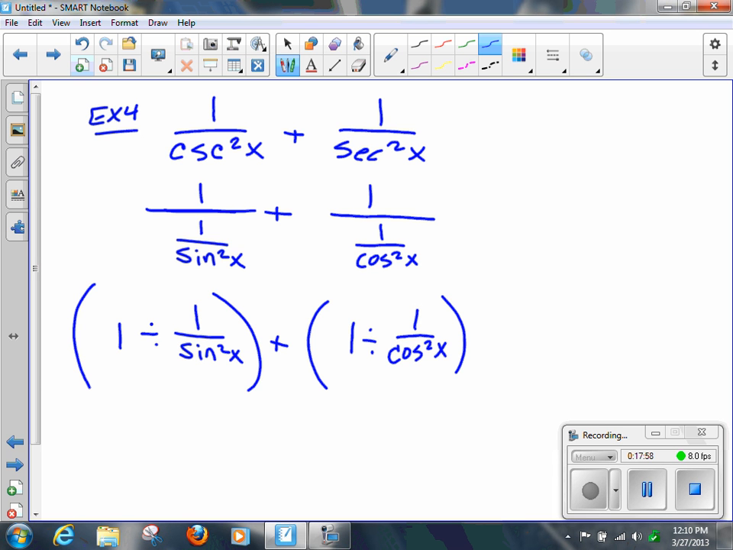Now, at this point, what am I going to do? I'm going to copy, change, flip. I'm going to multiply by the reciprocal. Anytime I divide fractions, I always can multiply by the reciprocal: copy, change, flip. So I'm going to flip over 1 over sine squared, and it's going to give me sine squared over 1, plus 1 times the flip of 1 over cosine squared.